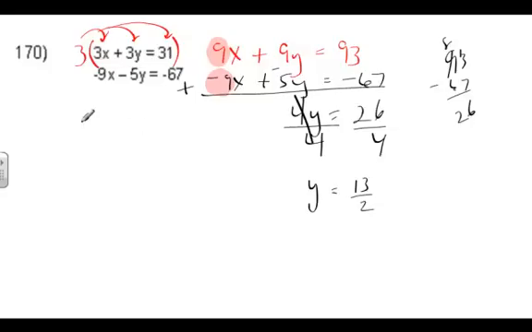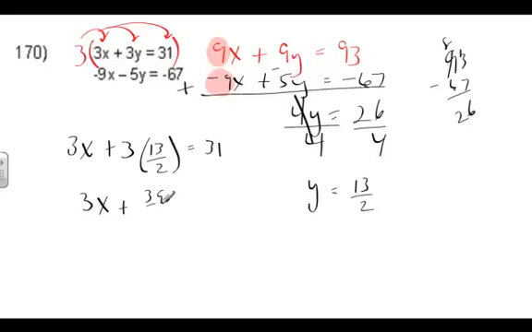So now I got to put that back into one of the equations. So I'm going to do the top one. So I have 3x plus 3 times 13 halves. Not everything turns out right or nice. So that's going to be 3x plus 39 halves equals 31. Okay, I want to get rid of that 2, so I'm going to multiply everything by 2. So that's 6x plus 2 over 2 is 1, so 39 times 1 is 39, and then 2 times 31 is 62.